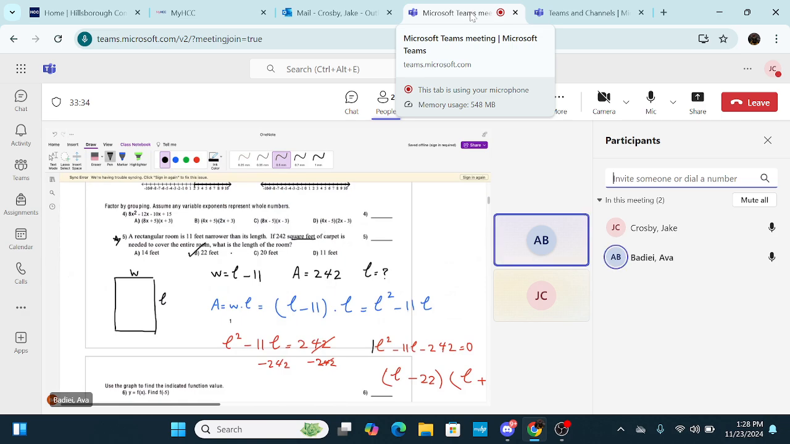Right here. Now, if the question asks for W, then you just have to do an extra step. You say W is L minus 11. So 22 minus 11 becomes 11. This is an 11 times 22 rectangle.